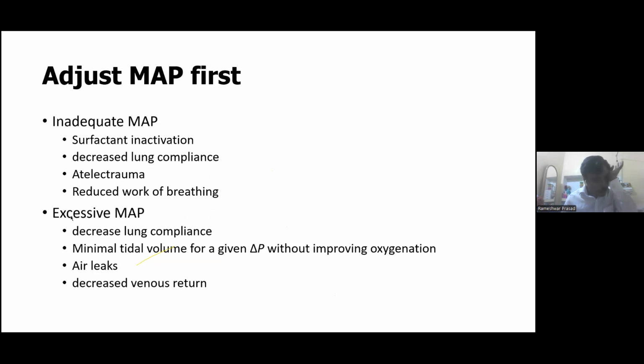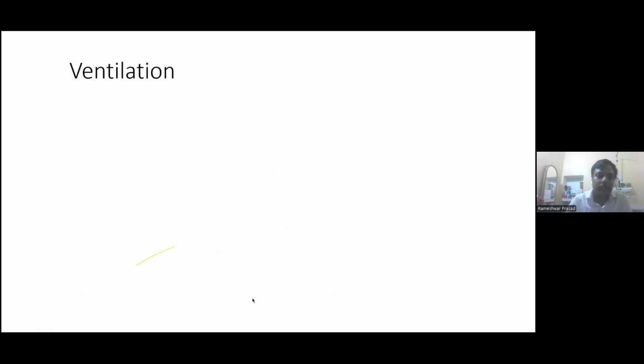To improve oxygenation, we will always adjust MAP first. Inadequate MAP will cause surfactant inactivation and decreased lung compliance. It will cause atelectotrauma because of repeated opening and closing of alveoli, and it will increase the work of breathing. Excessive MAP will decrease lung compliance again and will cause air leak. At higher MAP, there will be little change in tidal volume with a higher increase in PIP, and it will also decrease venous return and will cause shock.